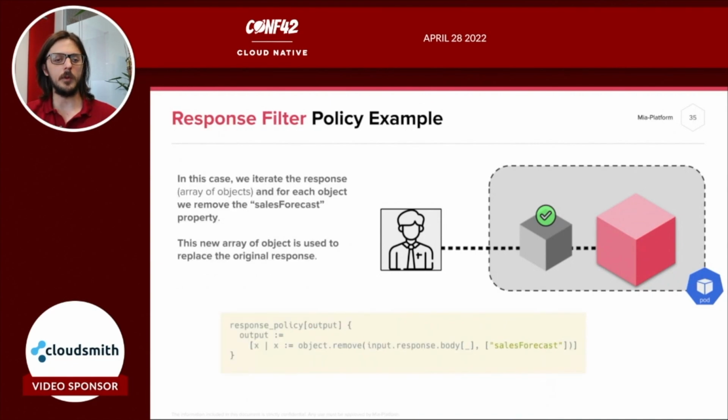In this last example, we are running the policy in the response flow, and we are able to provide Rego with the original response body received from the application service. A policy can then manipulate it. In this example, we are going to drop the sales forecast property, for instance, from each document in the list using a simple list comprehension.